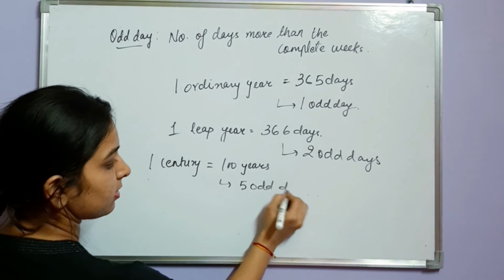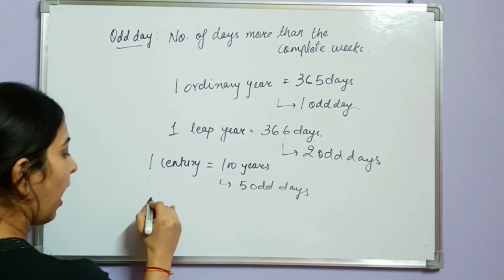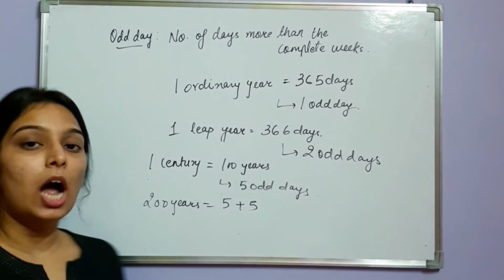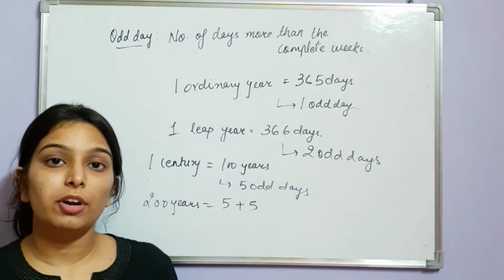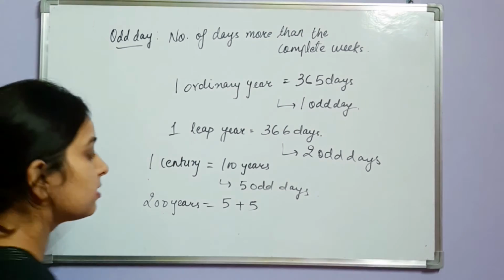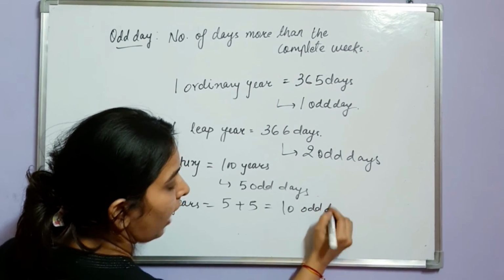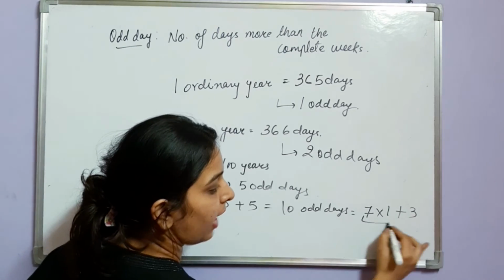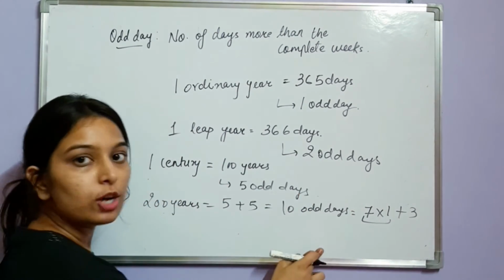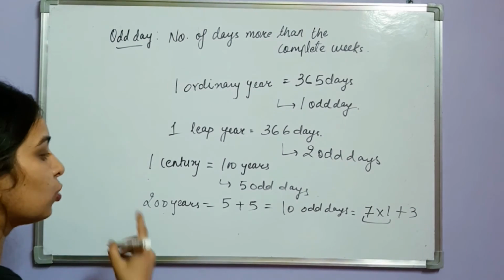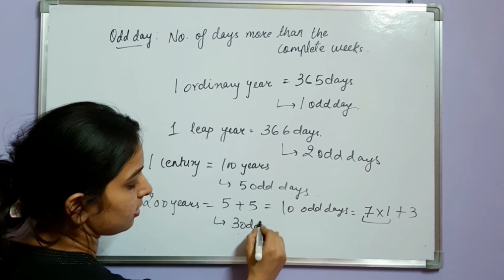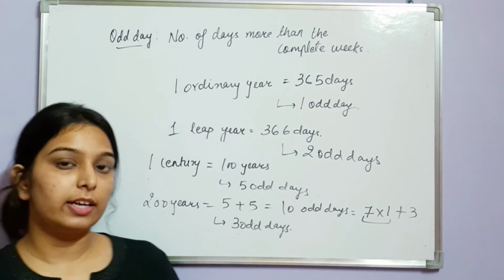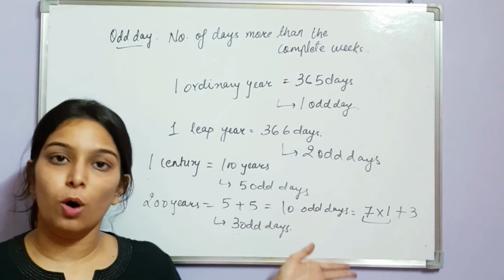5 odd days. How many are we going to have in 200 years? 5 plus 5, because if in 100 years there are 5 odd days, then in 200 years there will be 5 plus 5 odd days, that is 10 odd days. And again we can write it as 7 into 1 plus 3. That means we can make 1 week out of these odd days, and then 3 days will be left. So for 200 years there will be 3 odd days. In a similar manner we can find out how many odd days are there in 100 years, 200 years, 300 years, and so on.